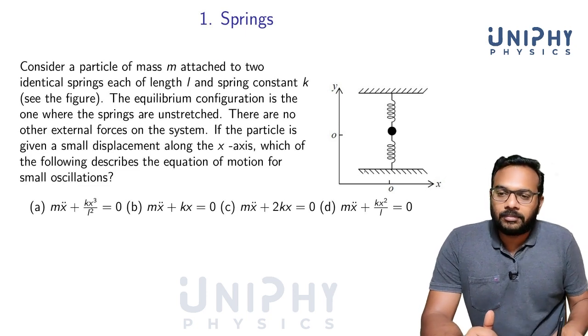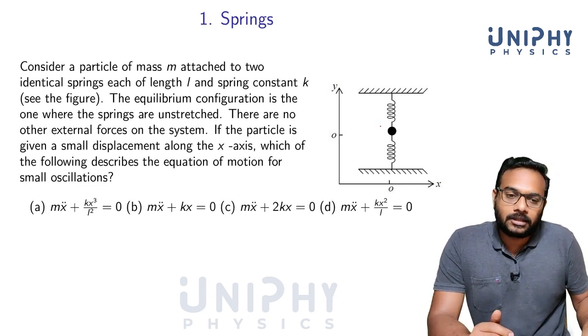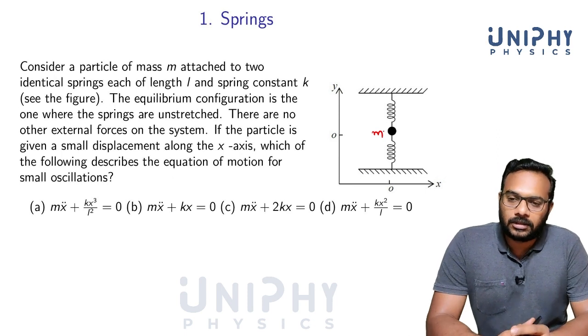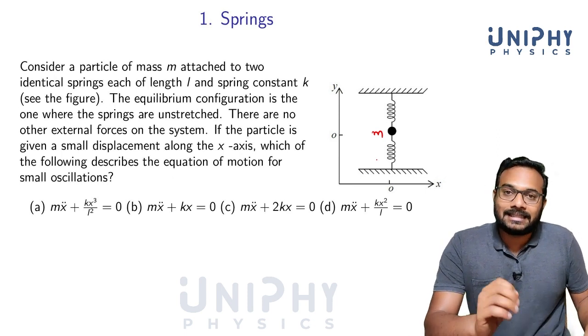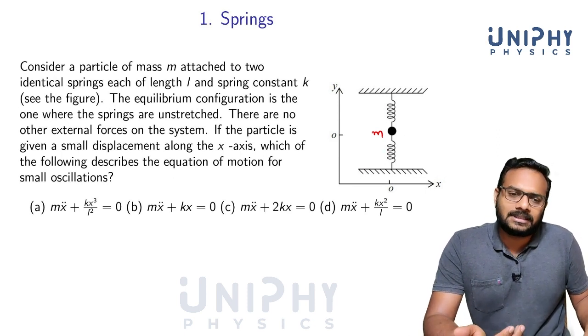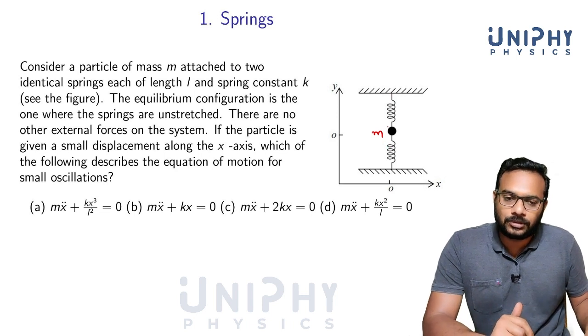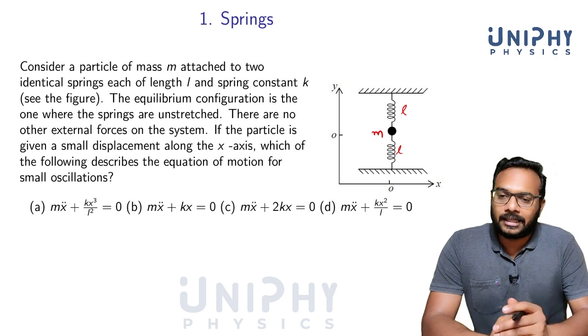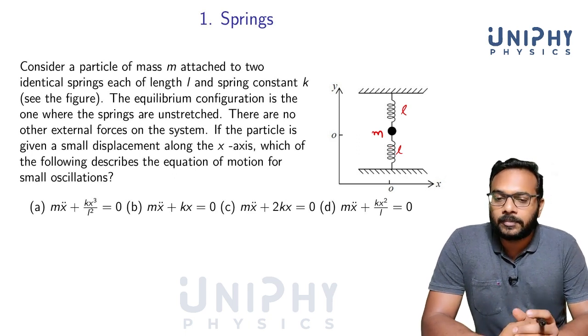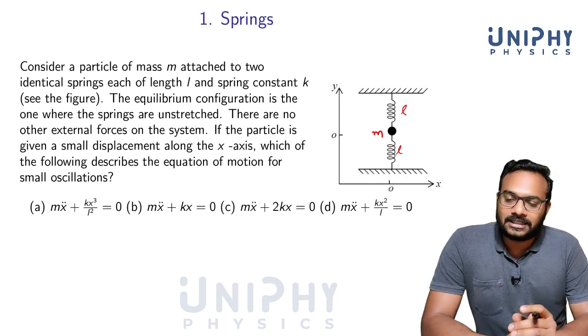So this is the system. We have a particle of mass m. It is attached to two identical springs which are fixed at both ends. They have the same equilibrium length and the same spring constant. The equilibrium configuration is the one where the springs are unstretched. There are no other external forces on the system.